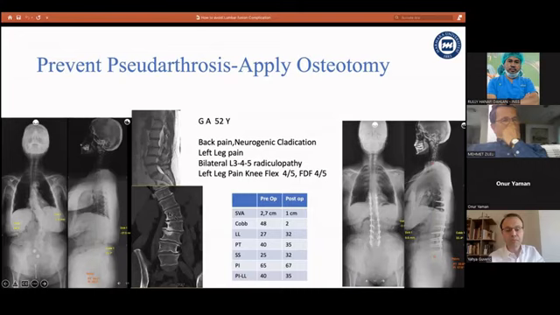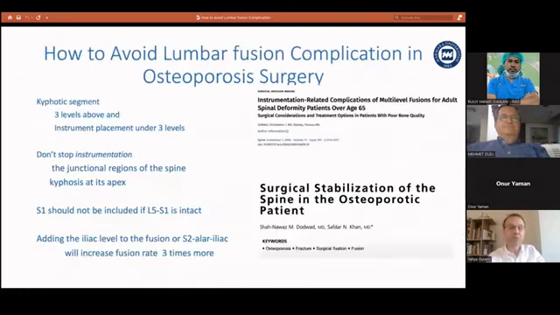If we make osteotomies at the correct levels, if we select upper levels for fusion and correct the inferior levels, again, we reduce the stress on this instrumentation. So we prevent pseudoarthrosis, and we prevent instrument breakage.